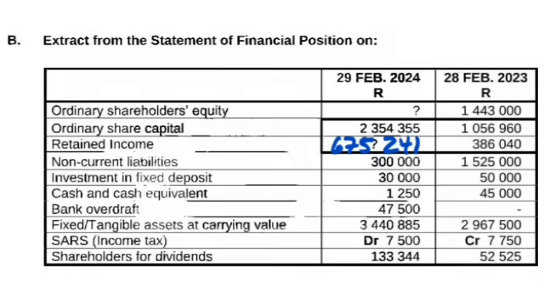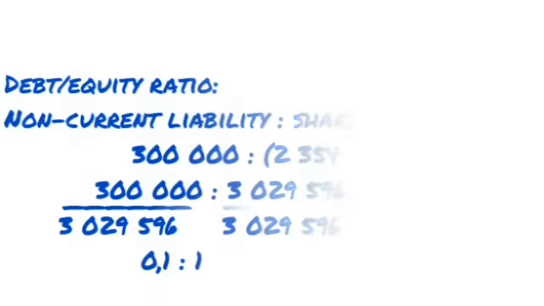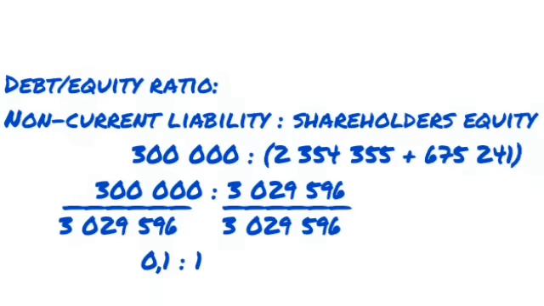You add them together and you will get your shareholders equity. So non-current liabilities is to shareholders equity. That is our formula. So our non-current liability of 300,000 is to shareholders equity. We take our ordinary share capital plus our retained income, and then we see in the next step that those give us 3,029,596. We divide both sides by that same number and it gives us 0.1 is to 1. So this is the simplest way you can use to calculate your debt equity ratio.